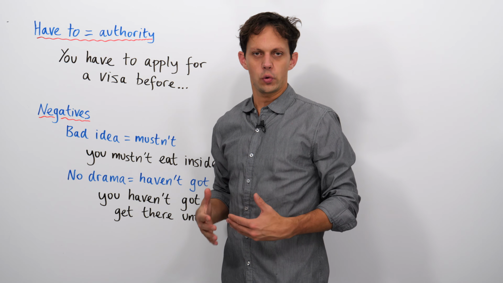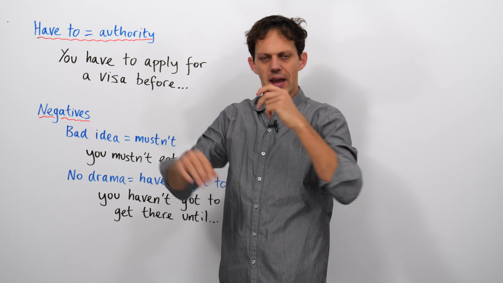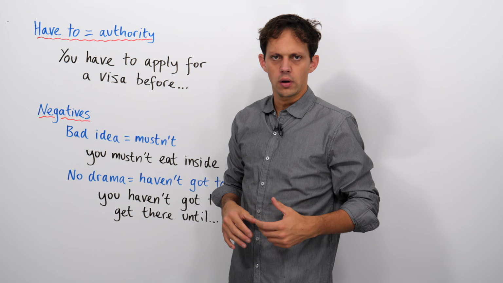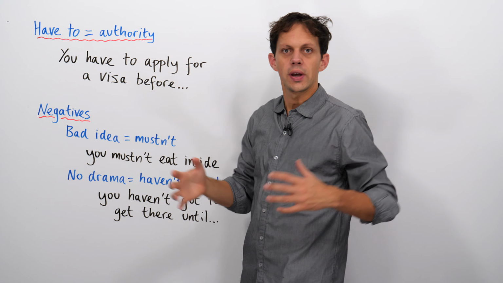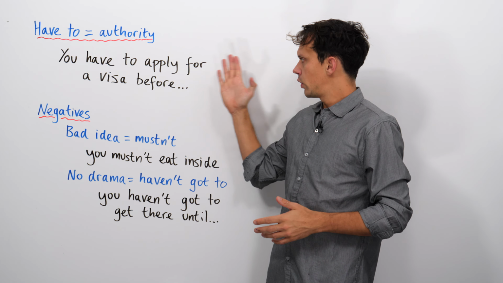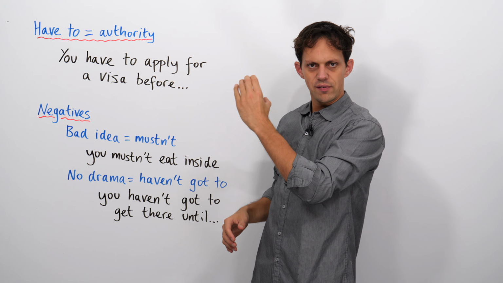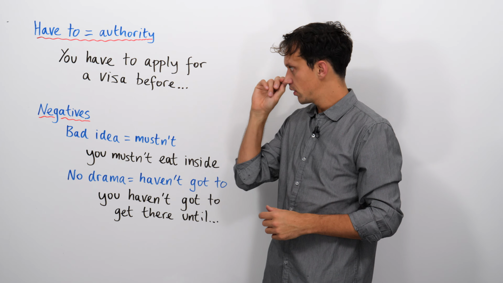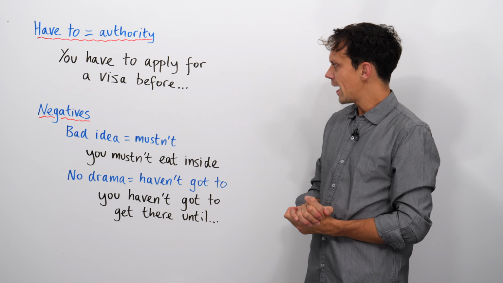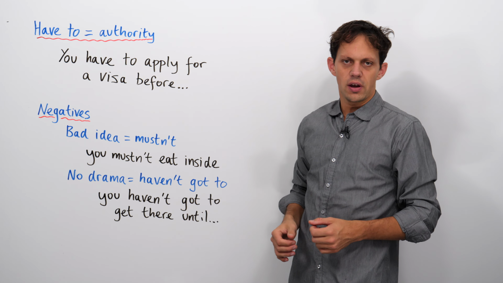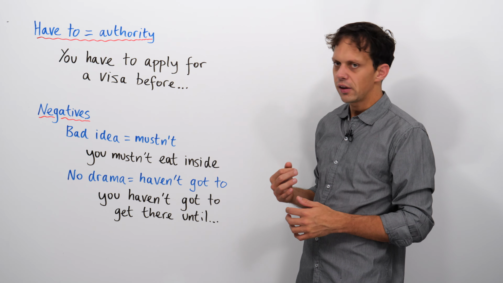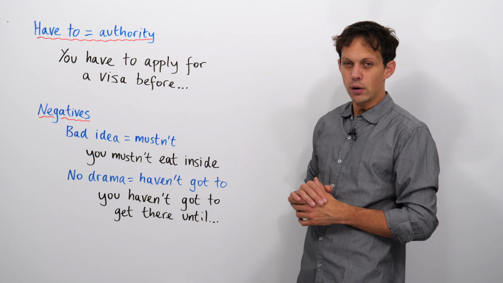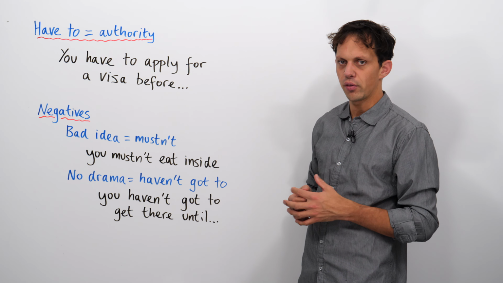Okay, I've got a couple more functions for you. Now, if we say have to, then it's talking about something we need to do because of some outside authority to do with like a rule or a law, something we have no choice about. For example, you have to apply for a visa before you get to the airport. You have to make sure that on your driving license, your address is up to date.